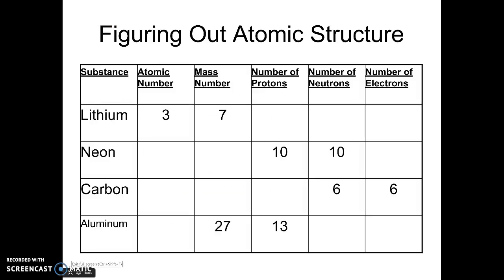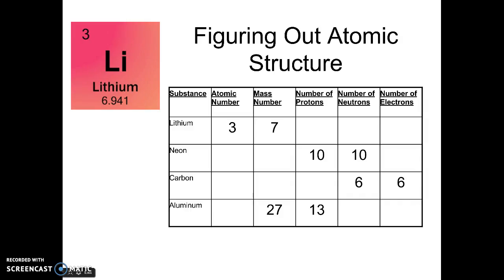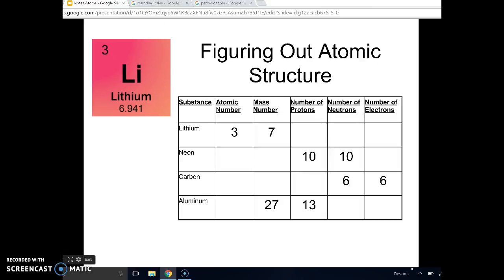So let's practice a little bit. If you get a table like this, you should be able to, knowing the name or the atomic number, be able to figure out all the other parts of this. Or if you know the protons, you don't need to know the atomic number because they'll be the same. So let's start with lithium.